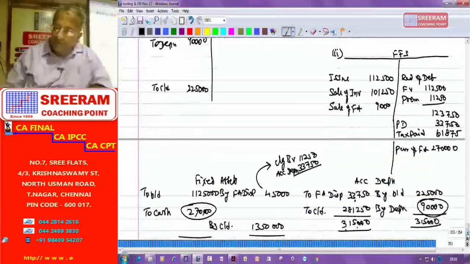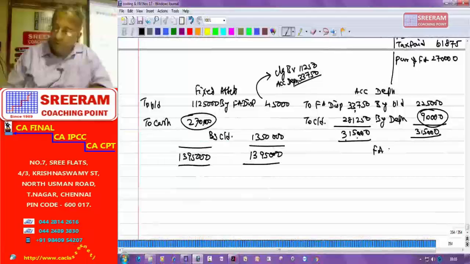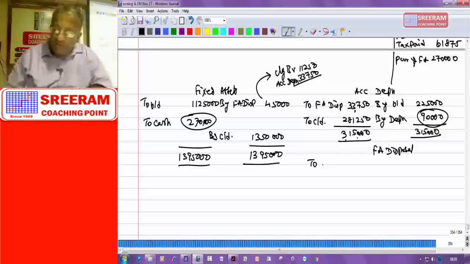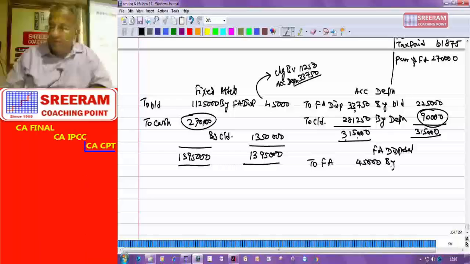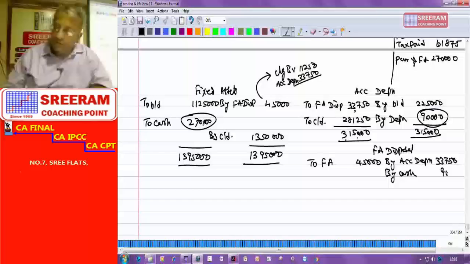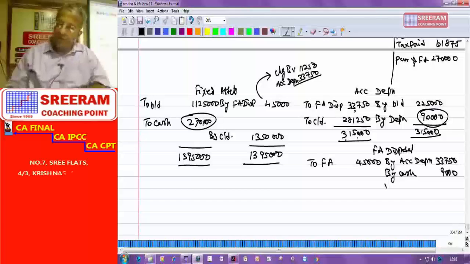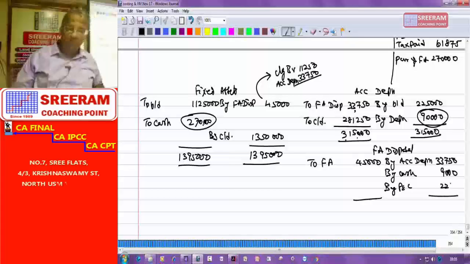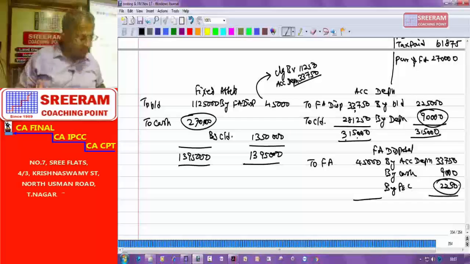Then fixed asset disposal account, where we will take up the cost of the fixed asset 45,000, by accumulated depreciation 33,750, by cash 9,000, by P&L, how much is that? 2250. This is the way you take up all the three accounts and complete it.